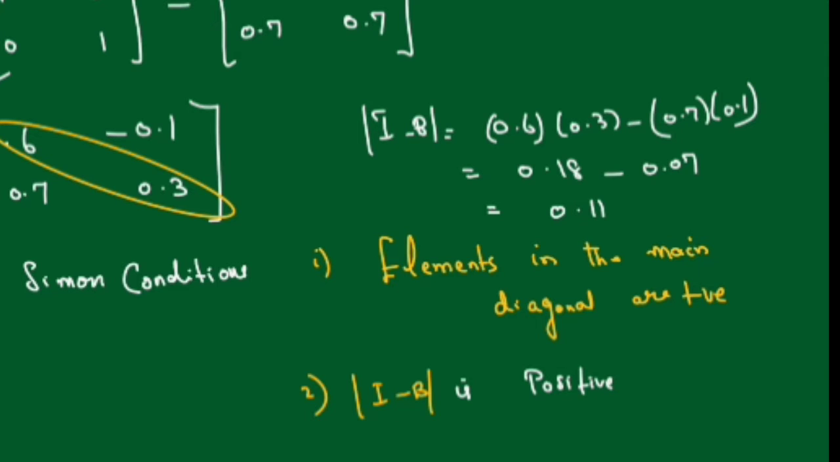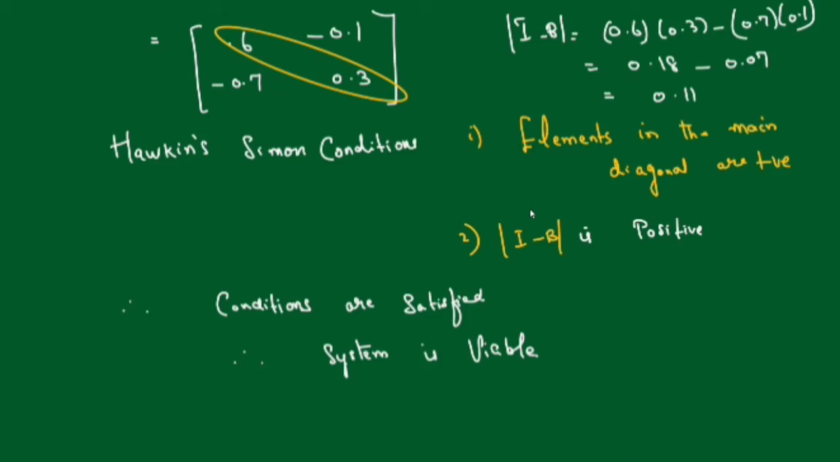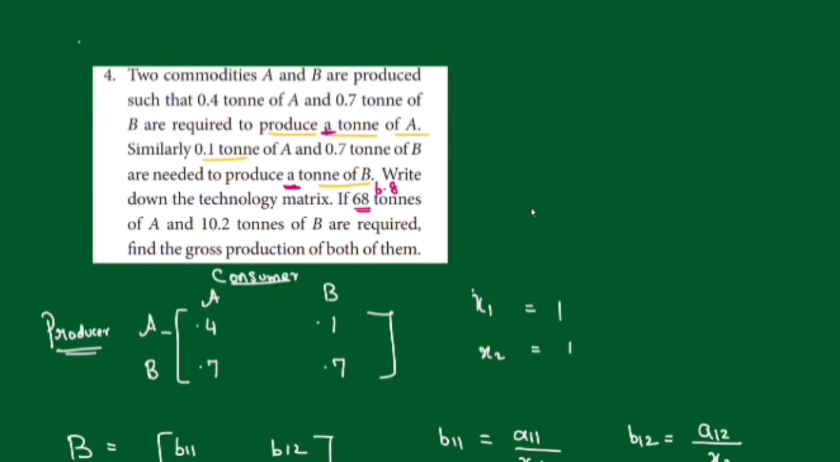So the Hawkins-Simon conditions are satisfied. Therefore, the system is viable. Viable means we can find the solution. So let us find the solution now. We have to find the final output.